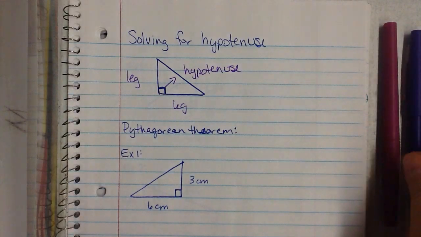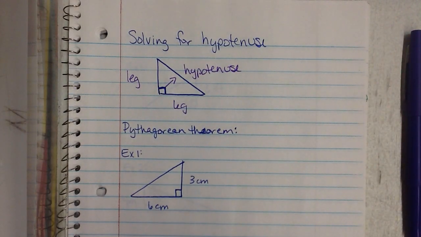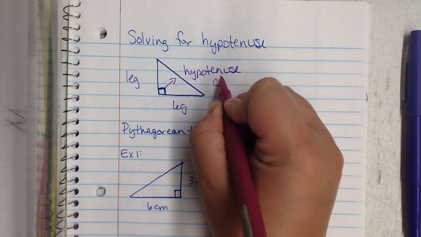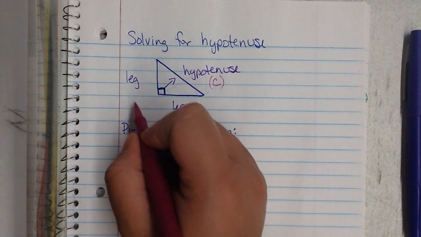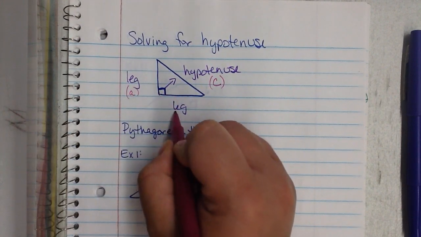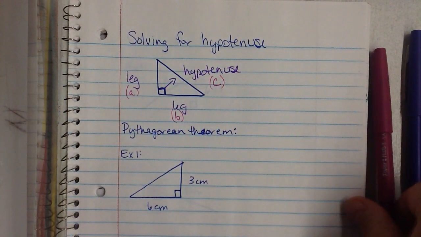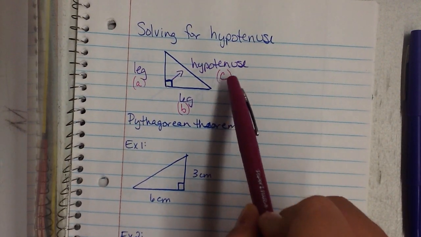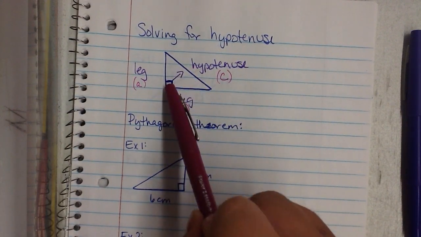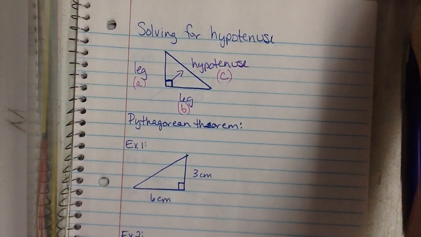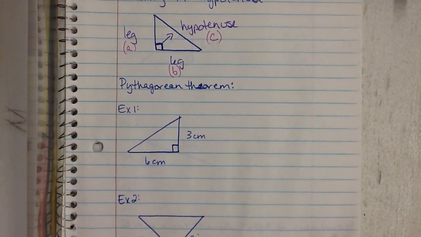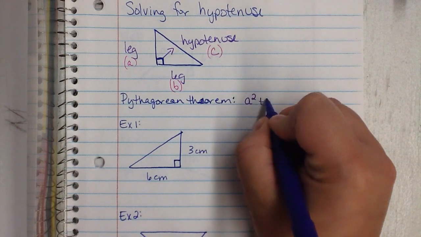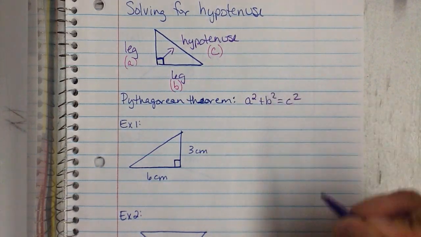And each side gets a letter associated with it. The one that matters the most is the hypotenuse. The hypotenuse is always C. The legs can interchange to be A and B. So we always need to make sure that we use the hypotenuse as C. We need to identify which side is across from the right angle and label that C. And the Pythagorean theorem uses this. It is just A squared plus B squared equals C squared.